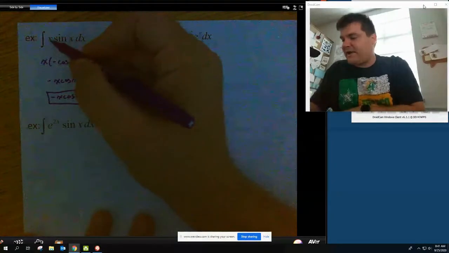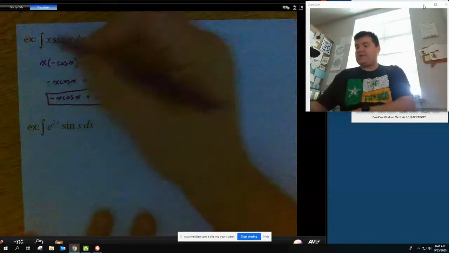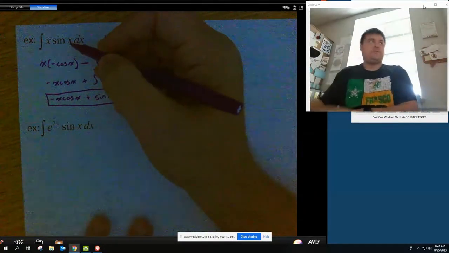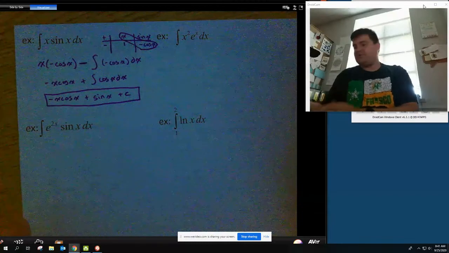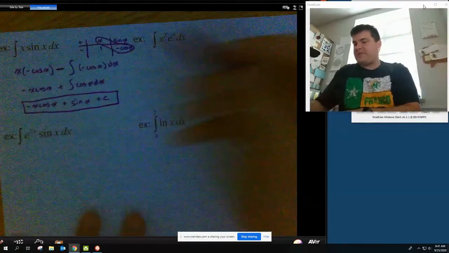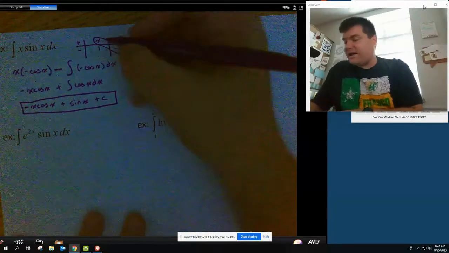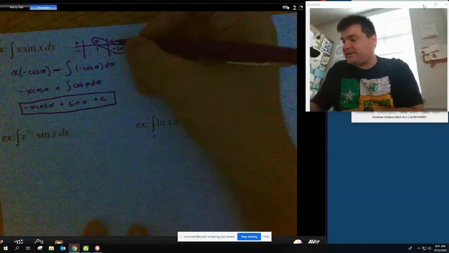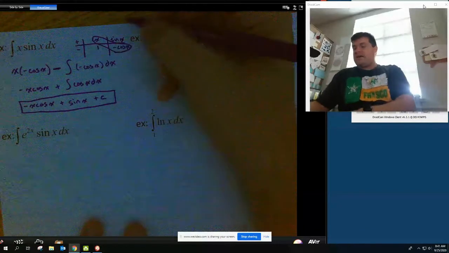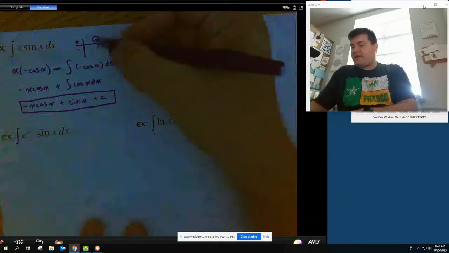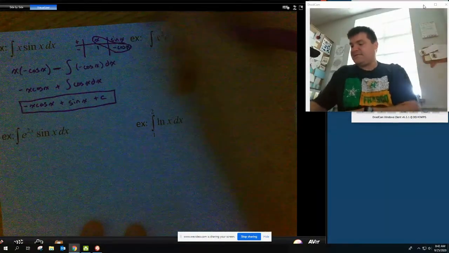So I have x times sine of x dx. There's no way to integrate that. If you were to use u-substitution, you'd fall into some issues. So that's how I know I'm going to try to use integration by parts. By doing that, I have my x as my u, my sine of x as my dv, and then I take the derivative of x, take the antiderivative of sine of x, and I left it here.